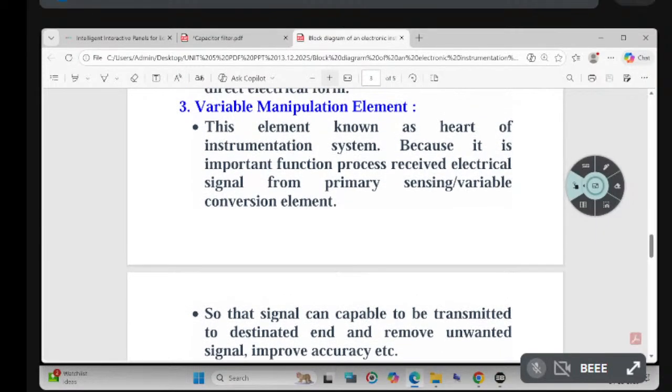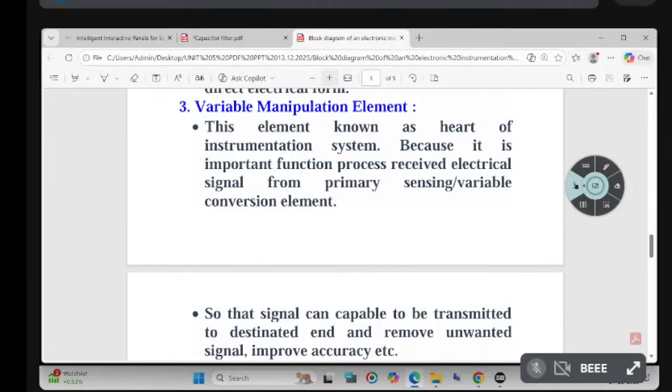Write down this point, a very important point. Why are we going for this? The signal can be captured, transmitted, and unwanted signals removed. What are we doing in manipulation? We are removing the unwanted signals in the manipulation element.